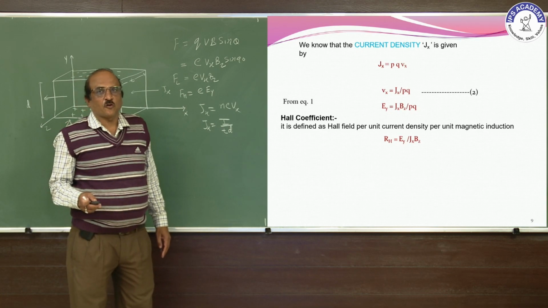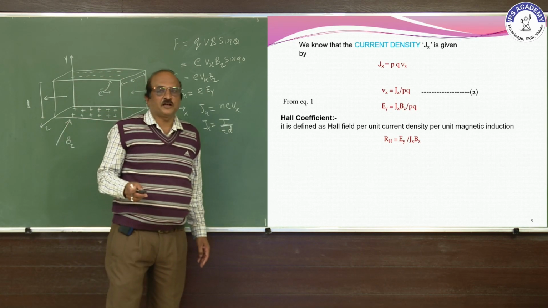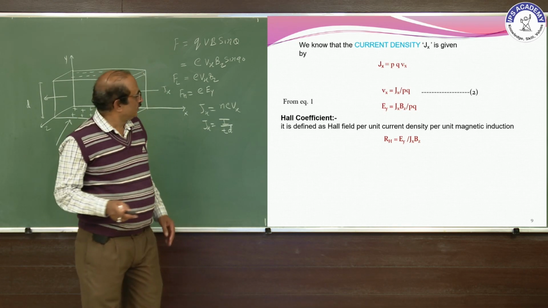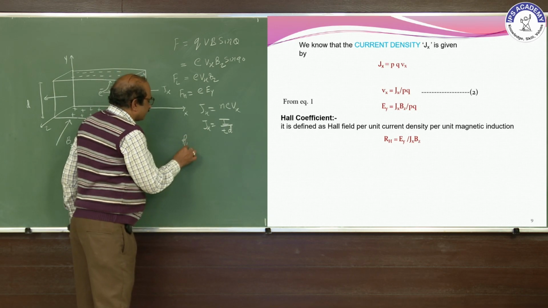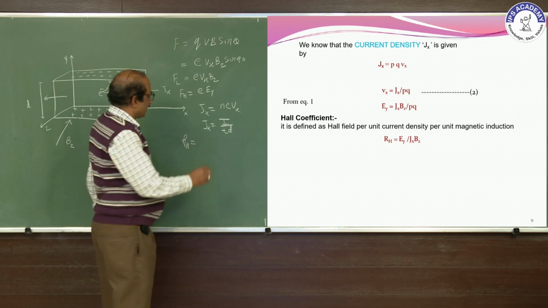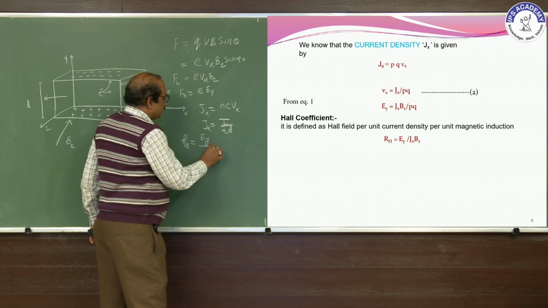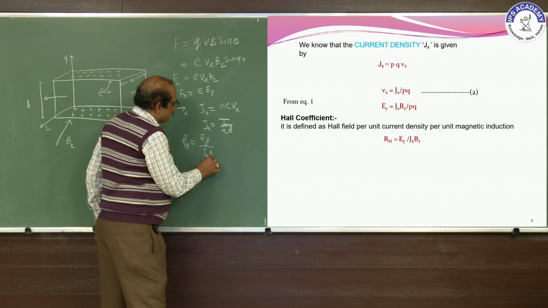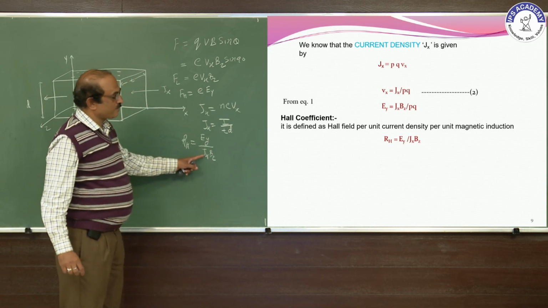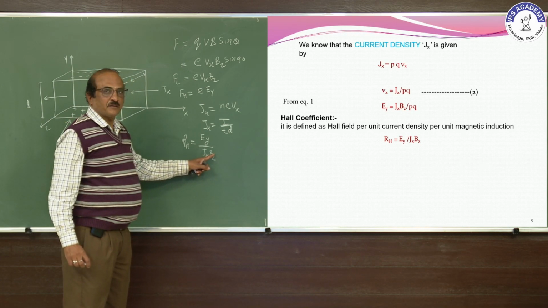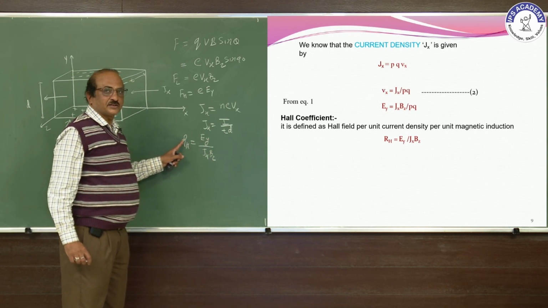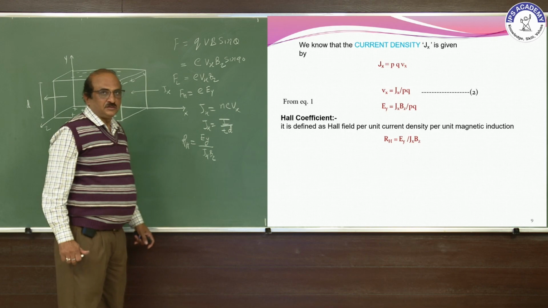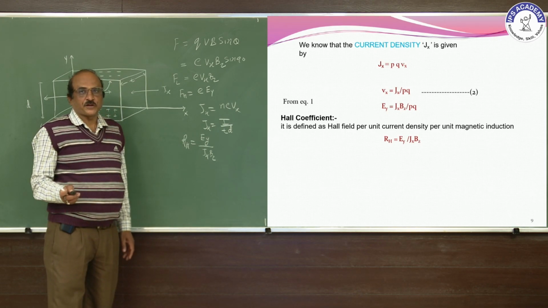So we can define the Hall coefficient. Hall coefficient is defined as Hall field per unit current density per unit magnetic induction. So Hall coefficient RH is defined as Ey upon Jx Bz. If we put the value of Jx and Bz, then Ey would give RH. Now we have calculated the Hall coefficient.